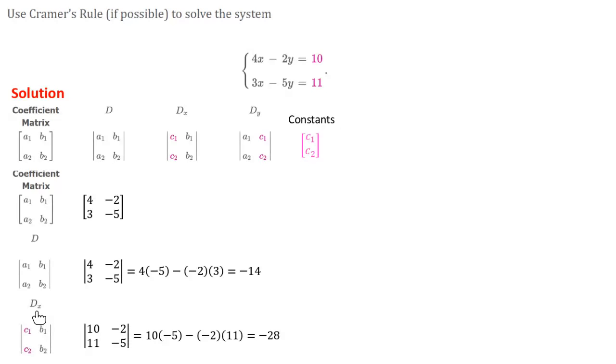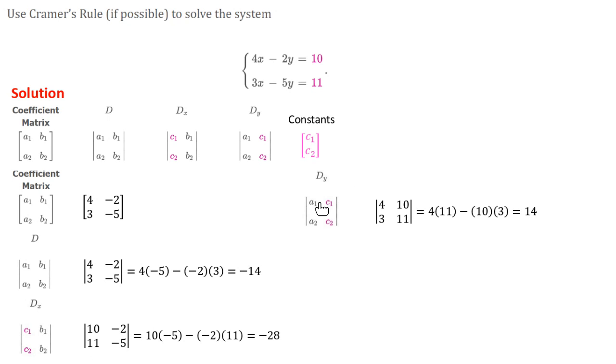And then I need to find dx. So be careful here. Remember, for dx, you take away the x's. So instead of 4 and 3, we're going to replace them with our constants, which are 10 and 11. So that's where I get 10 and 11. The coefficients of y remain here. So I find the determinant, 10 times -5 and -2 times 11 gives me -28.